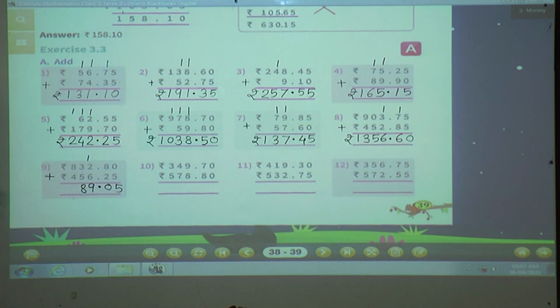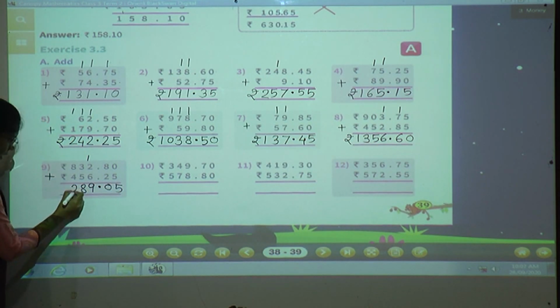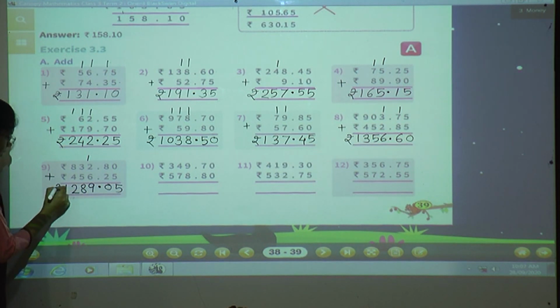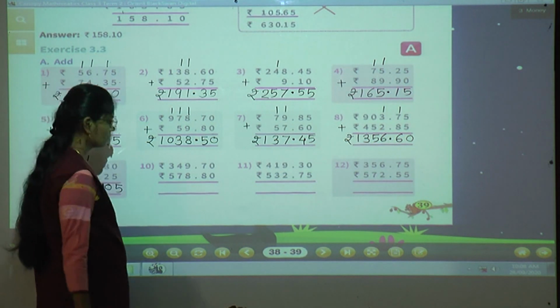Now we'll move to the hundreds place. Here how many hundreds? 8. And here how many hundreds? 4. So 8 plus 4. Yes, after 8 count your 4 fingers. 8 plus 4, 12. Correct. So write here 12. And you have to give a symbol of rupees. So what is the answer? Read the answer. Rupees 1289 and 5 paise. Okay. Now see this 10th one.